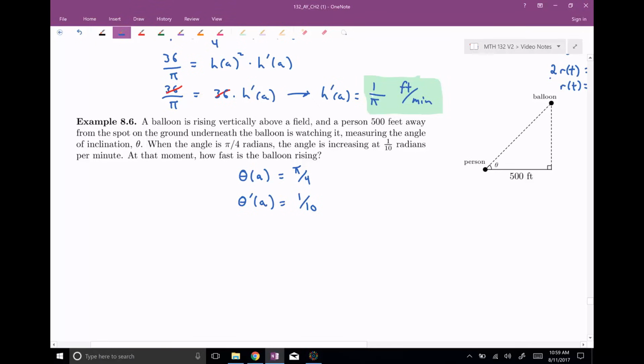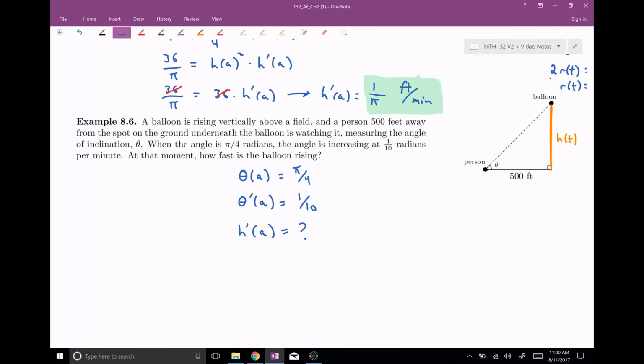Okay, and then at that particular moment, how fast is the balloon rising? So if I go up here and say that this is maybe the height of the balloon, we want to know how fast the balloon is rising. So in order to win this game, I want h prime at that particular instant. It says at that moment, so at this value in time, which I'm going to denote with a, I want to know how fast the balloon is rising. That's how I'm going to answer this question.